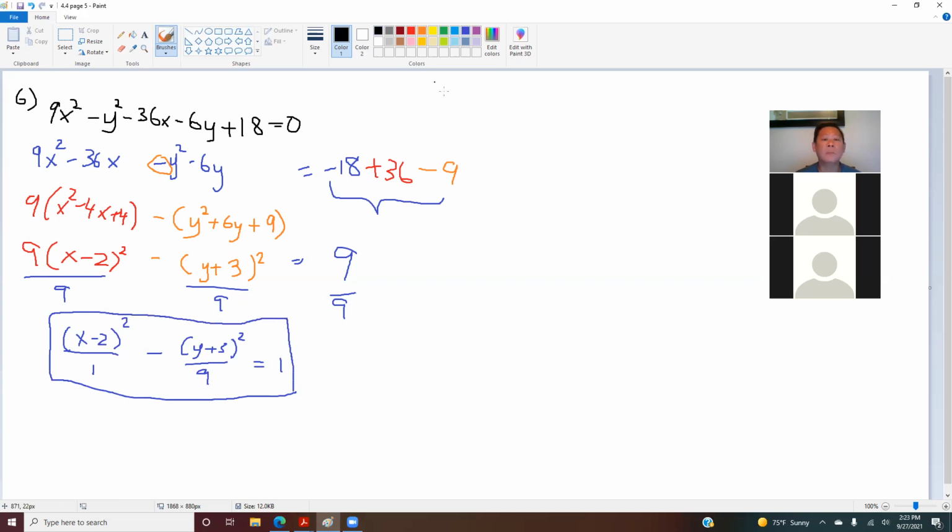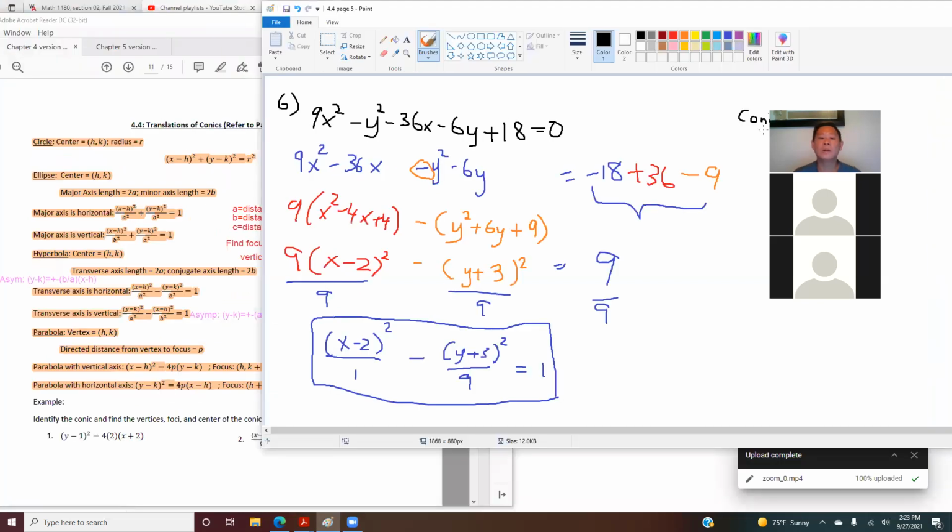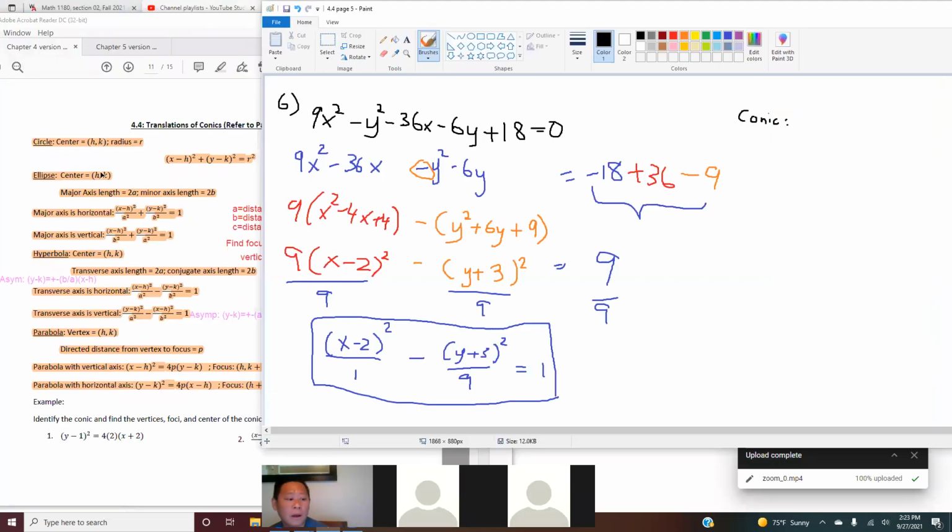So now you need to tell me what kind of conic section this is. Anyone, look at your formula. Is this a circle, ellipse, hyperbola, parabola? Hyperbola. So this is a hyperbola. Can you tell me, is this a hyperbola with the transverse axis on the horizontal or the vertical?